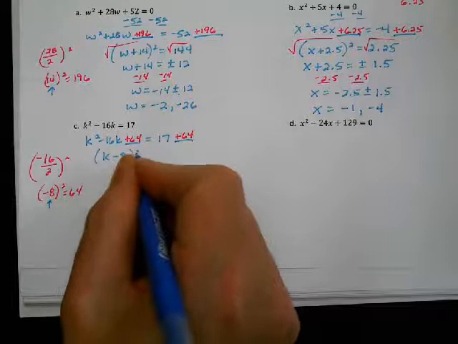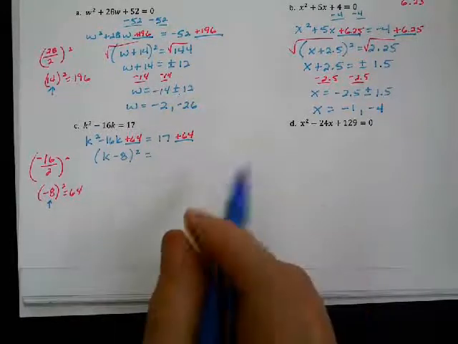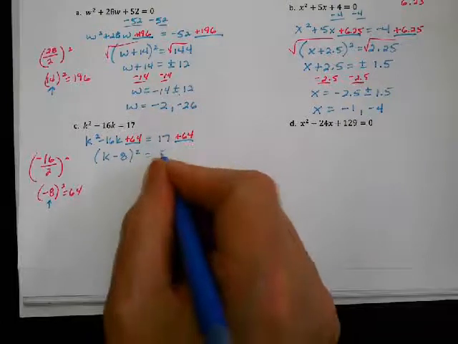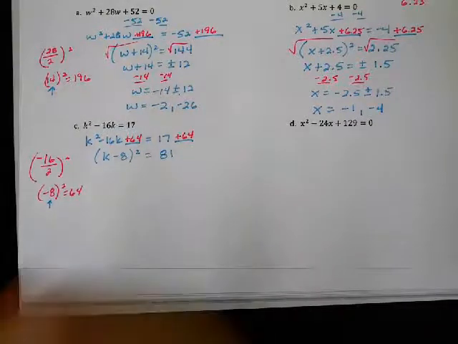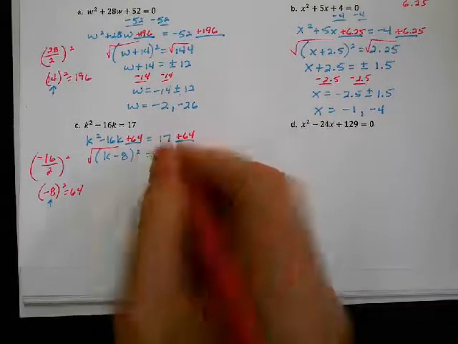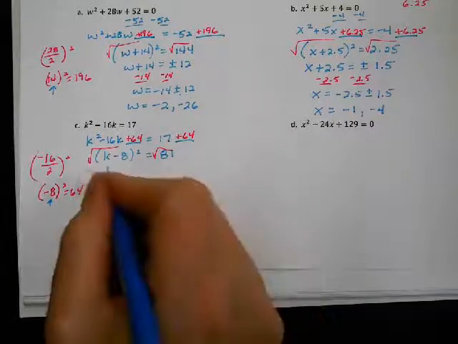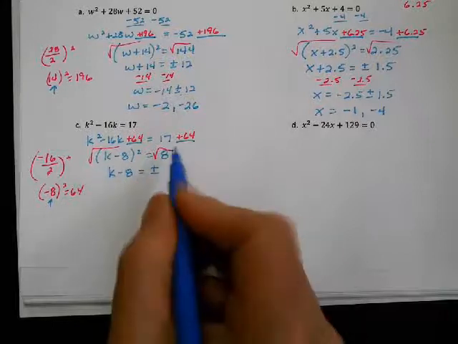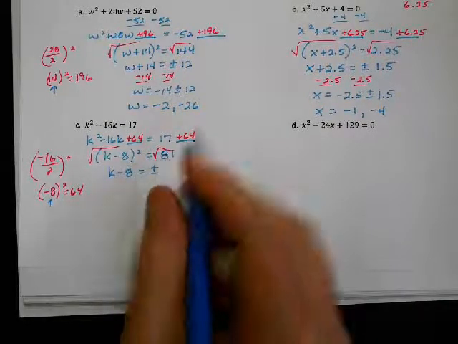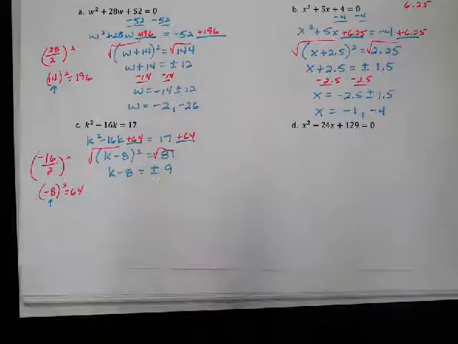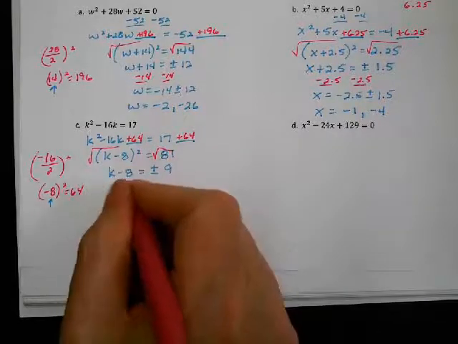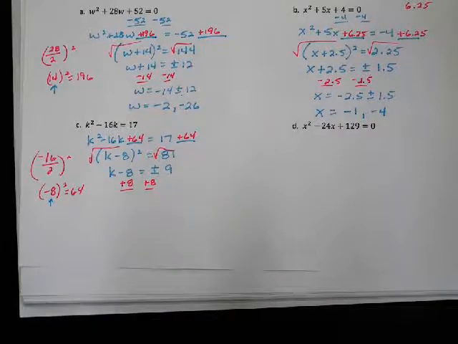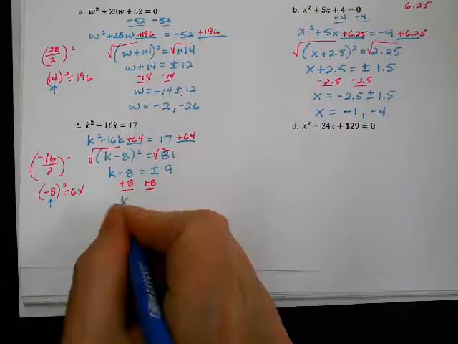On this side, 17 plus 64 is 81. So I take the square root of both sides. I get k minus 8 equals plus or minus, the square root of 81 is a perfect square, so I get 9. And now I add 8 to both sides. And I get k equals 8 plus or minus 9.